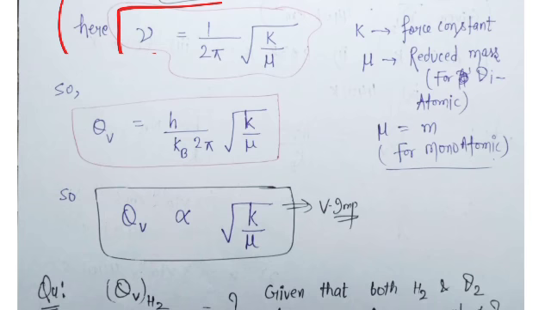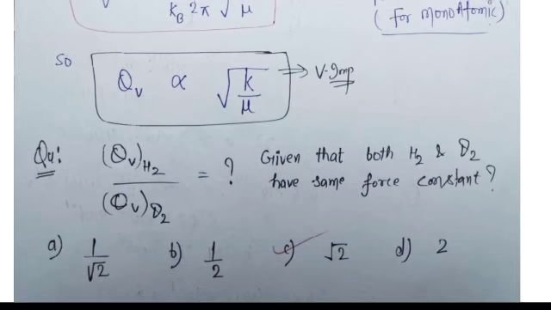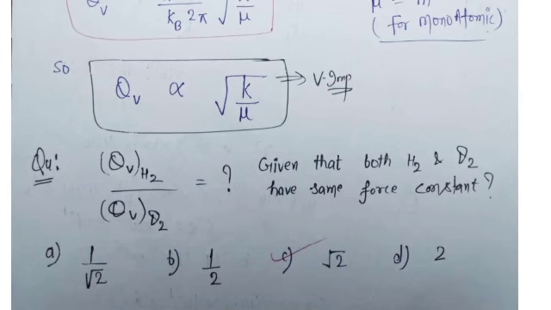So I think this is all for today. Now I am going to give you one question for homework, and I will give the solution in the next video. The question is: you have to find out the characteristic vibrational temperature ratio for the hydrogen versus the deuterium molecule.